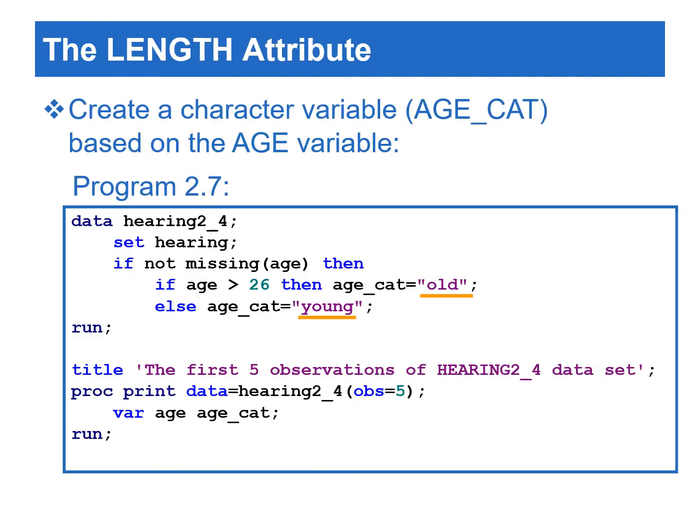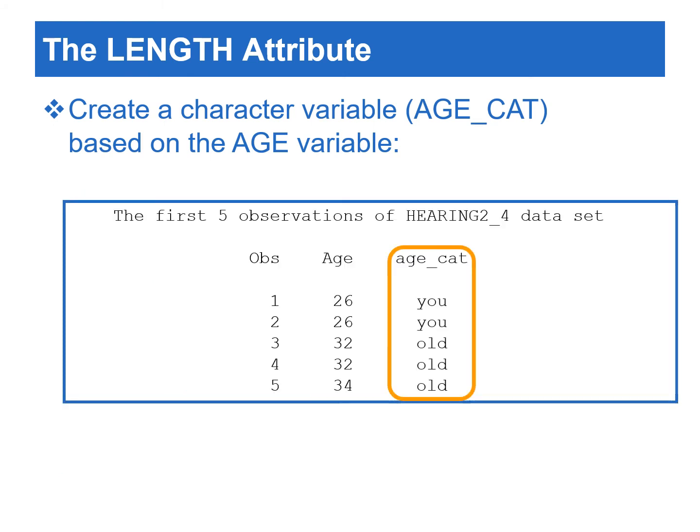Let's see another example. Suppose that we want to create a character variable, ageCat, based on the age variable. We would like to assign ageCat to old when age is greater than its median, and young when age is less than or equal to the median value. This program seems to work to create this variable. Based on the output, we can see that the value young is truncated to YOU.